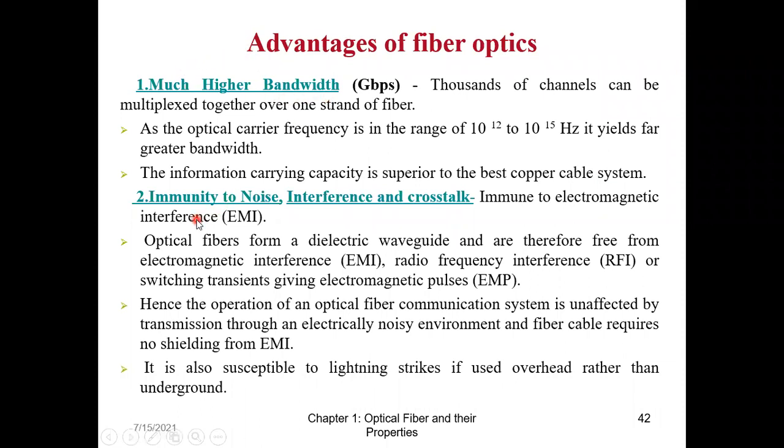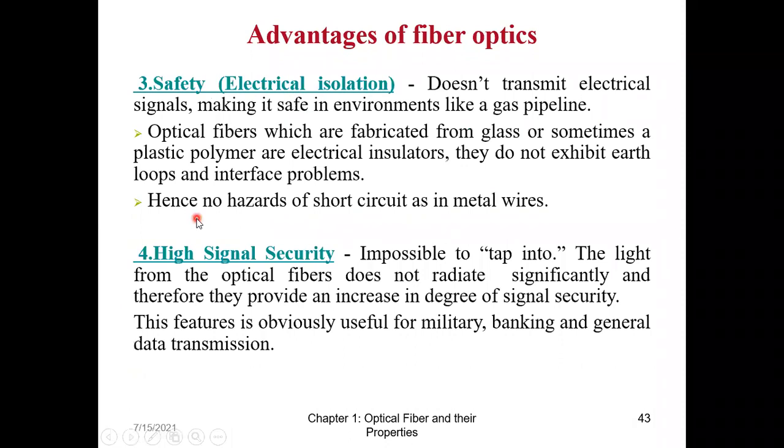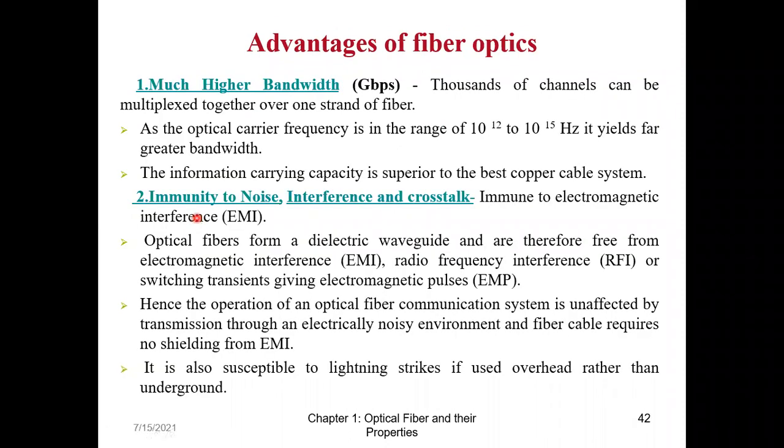Then comes the second point, the advantage is immunity to noise, interference, and crosstalk. Now see, there is no electricity going through the cable. It is the light. So there is no question of interference with electromagnetic fields. If around in the atmosphere there is a transmission line or something, since it's light through the fiber, there is no chance. So it is immune to electromagnetic interference. So EMI is reduced. Optical fiber forms a dielectric waveguide and is therefore free from electromagnetic interference.